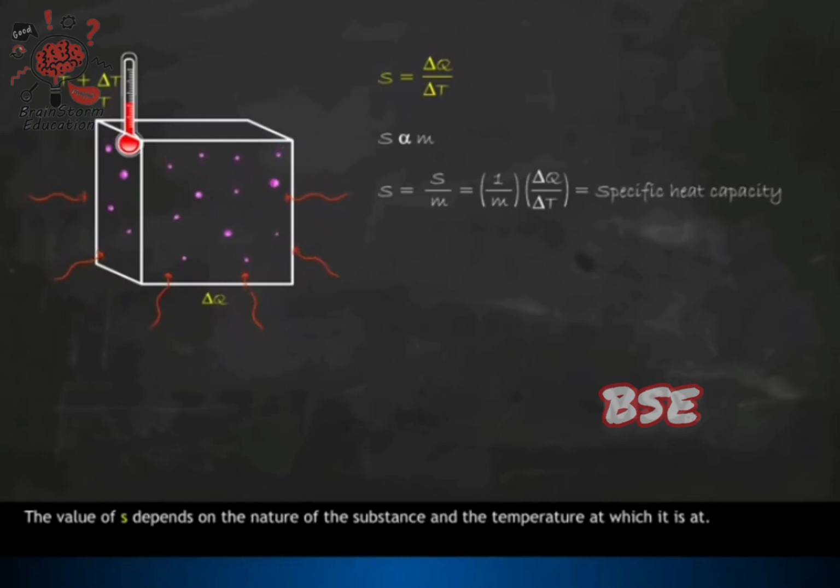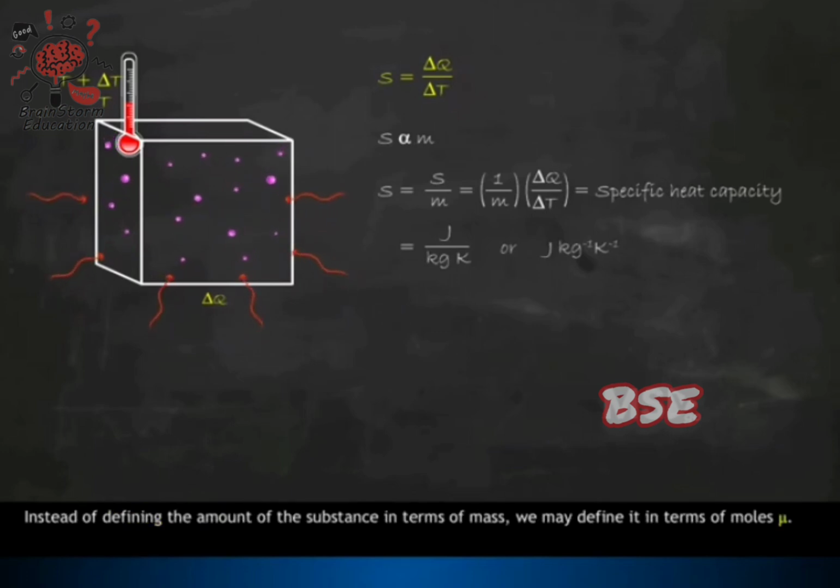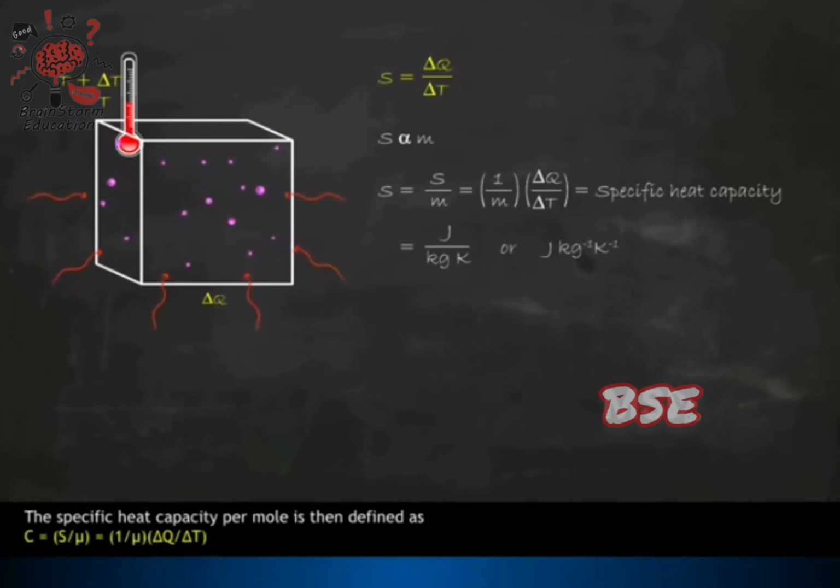The value of s depends on the nature of the substance and the temperature at which it is at. Its unit is joule per kilogram per Kelvin. Instead of defining the amount of the substance in terms of mass, we may define it in terms of moles mu. The specific heat capacity per mole is then defined as C equals S by mu equals 1 by mu into delta Q by delta T.